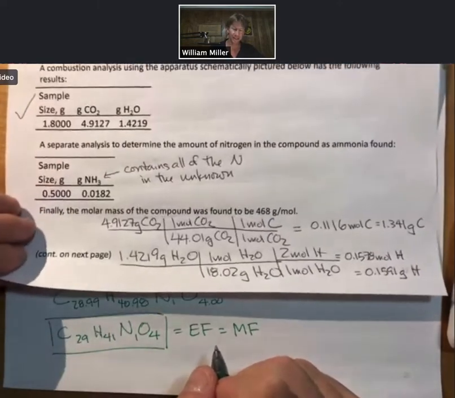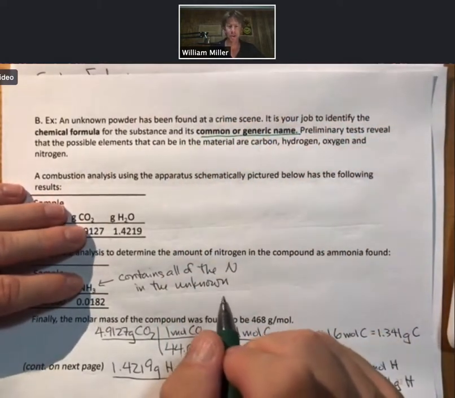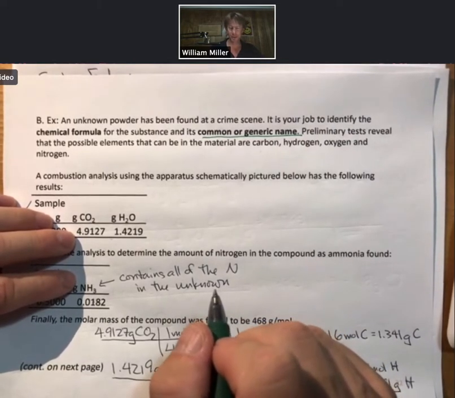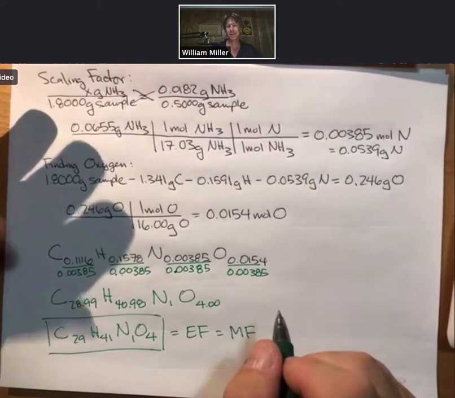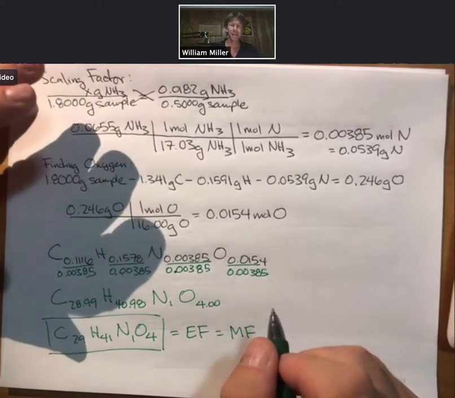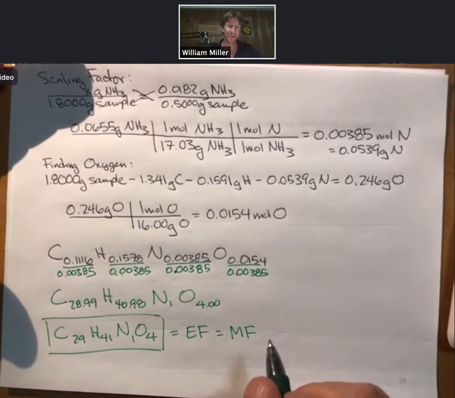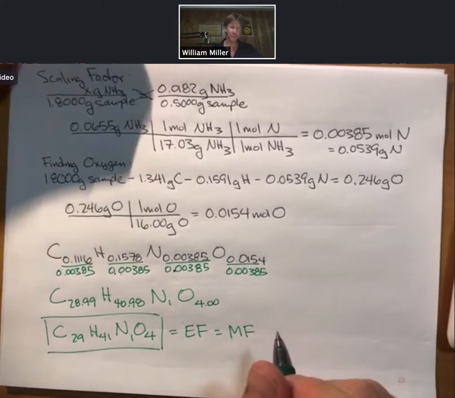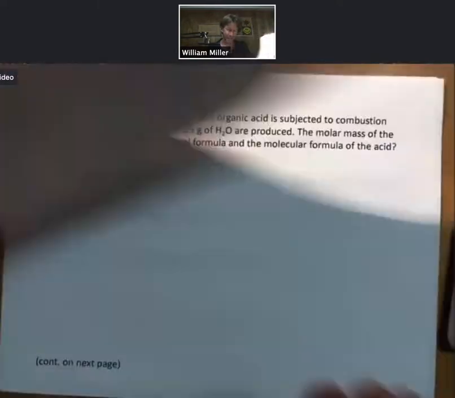And from here, and again, always reflect back on the question. This question, and there is a similar one on the homework, asks you to find the common or generic name, and that is part of what is graded for this problem. And I will leave that to you, to Google. I will only say that there are a number of names that are possible for this. Usually it's a good idea to take the top-ranked, non-sponsored Google one, because that's the most popular one and that's the most common one. And this was found at a crime scene, and so it's probably a popular chemical. That's it for that one.